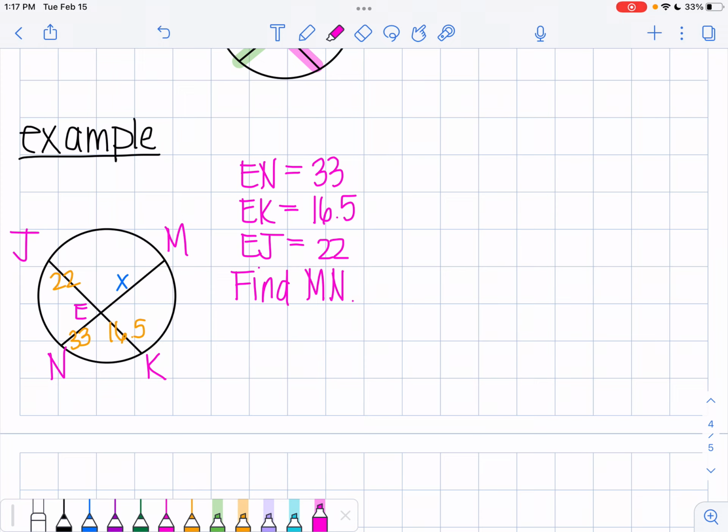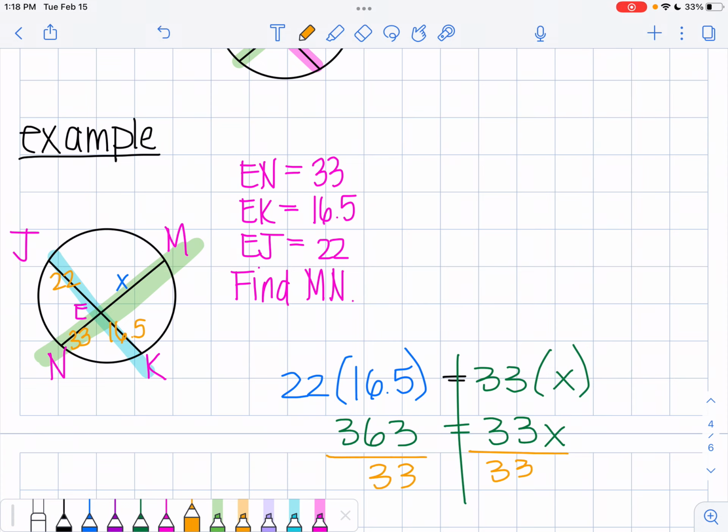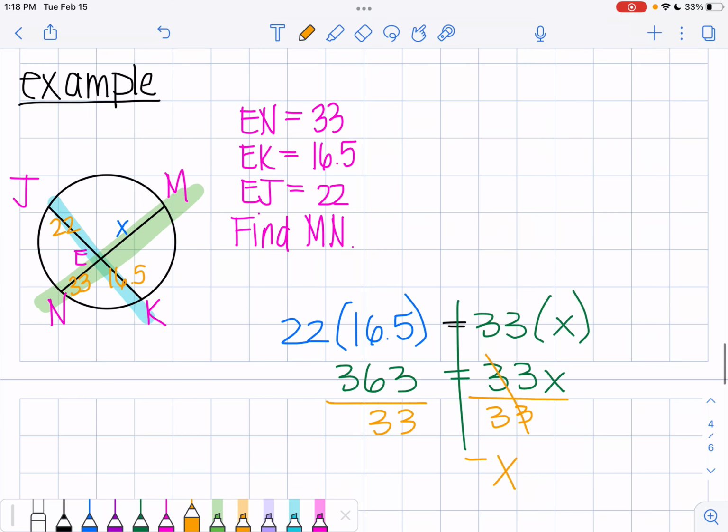And I'm going to multiply, we'll pick a different color, this left line here, and I'm going to multiply my two values. I'm going to multiply 22 times 16.5. I'm going to set it equal to this green line over here, each part. So 33 times x. And I'm going to solve. Multiply 22 times 16.5, which is equal to 363. That is equal to 33x. To get x on a side by itself, I'm going to divide both sides by 33. And I get x is equal to 11.